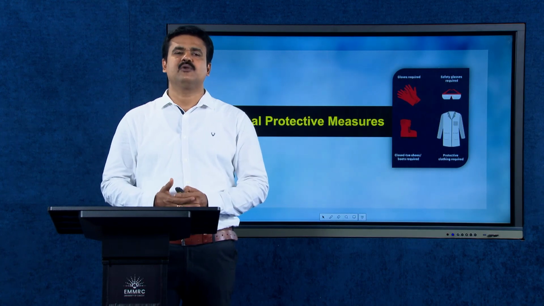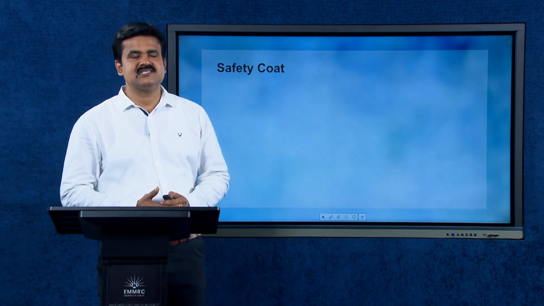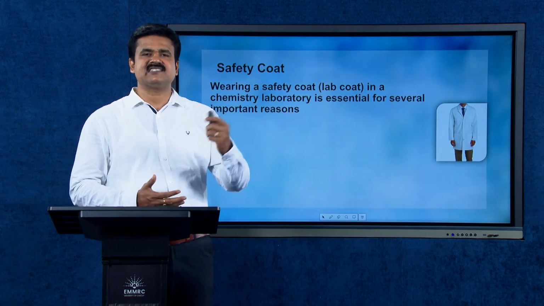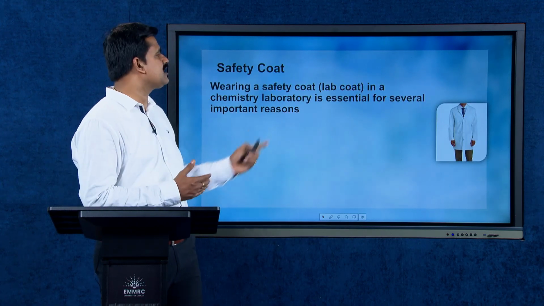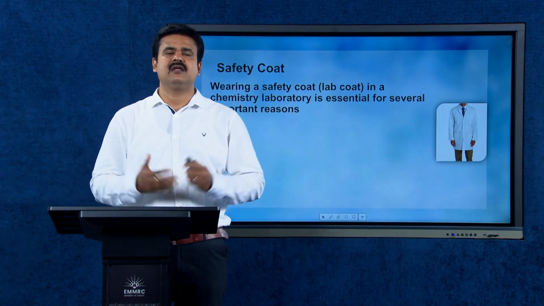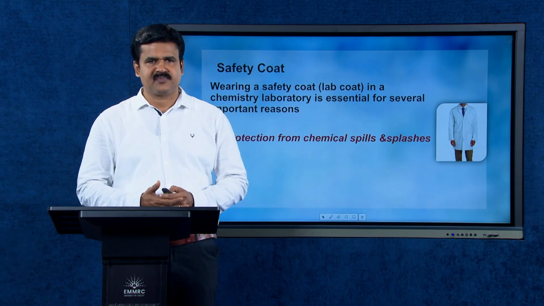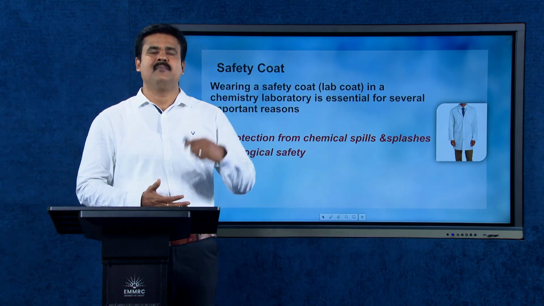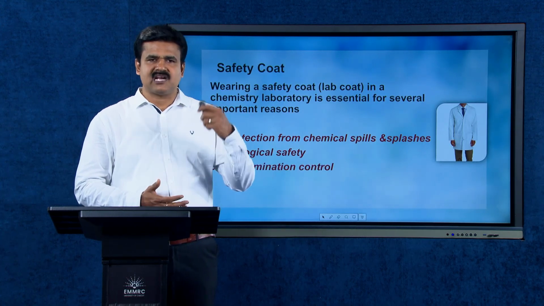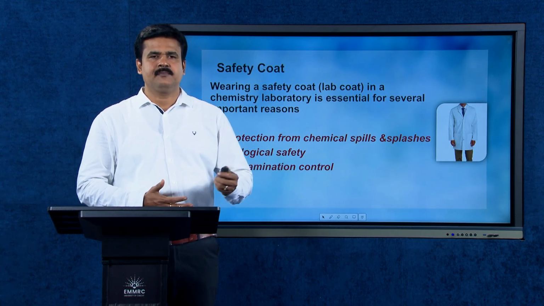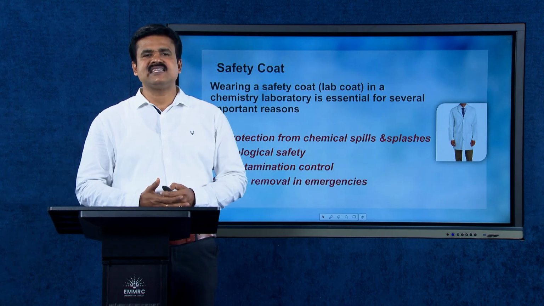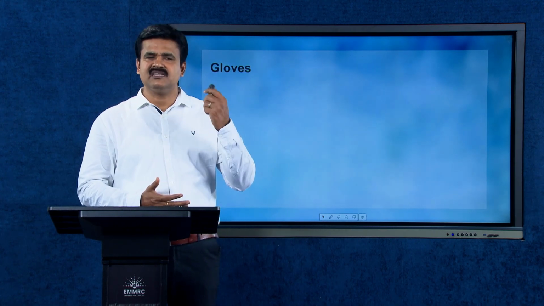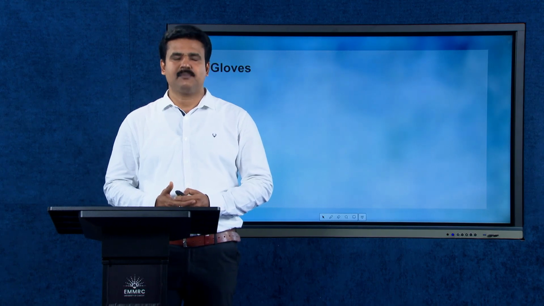Now we are looking at personal protective measures. First of all, the safety coat. Wearing a safety coat, that is a lab coat, in a chemistry laboratory is essential for several important reasons. Protection from chemical spills and splashes, biological safety, contamination control, easy removal in emergencies, etc. are the important advantages of using a lab coat.